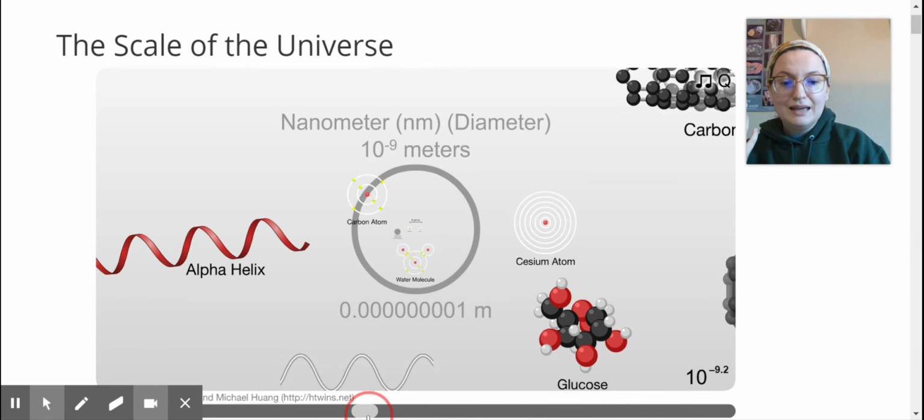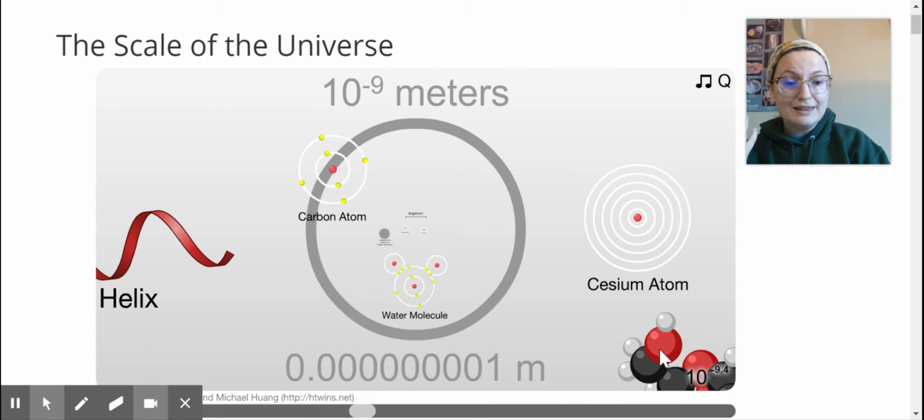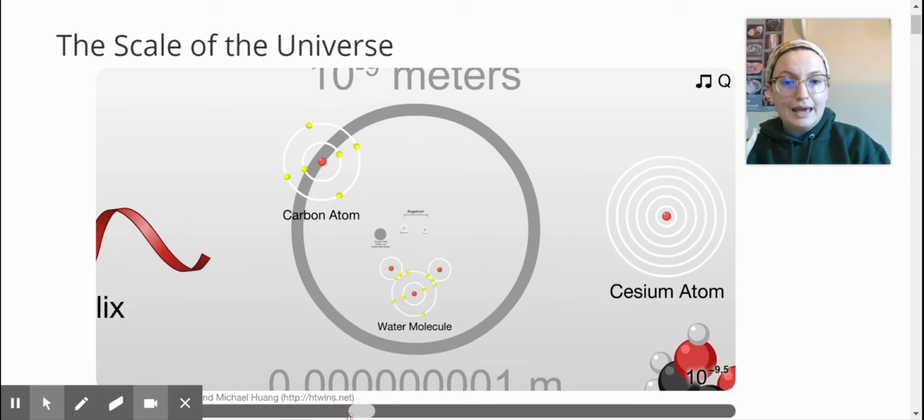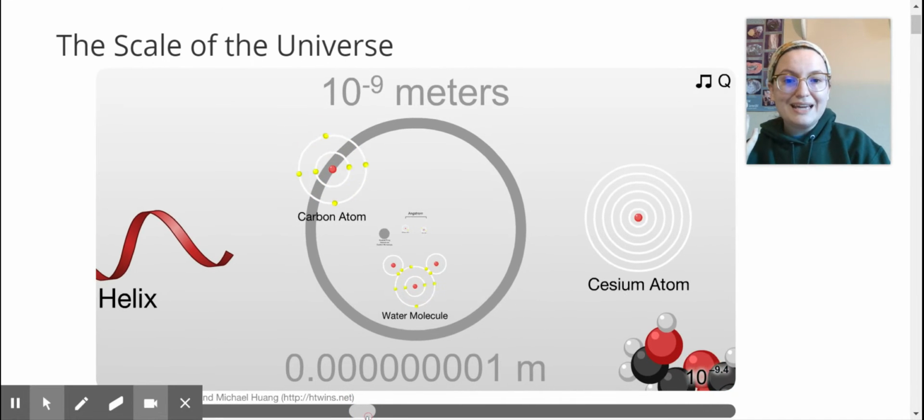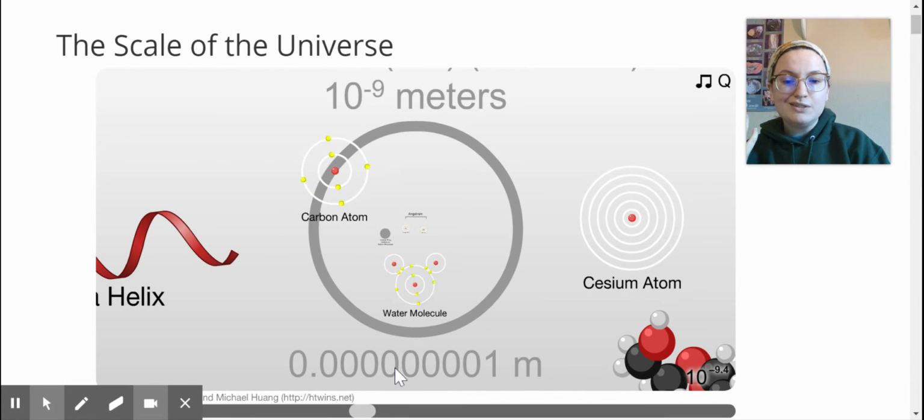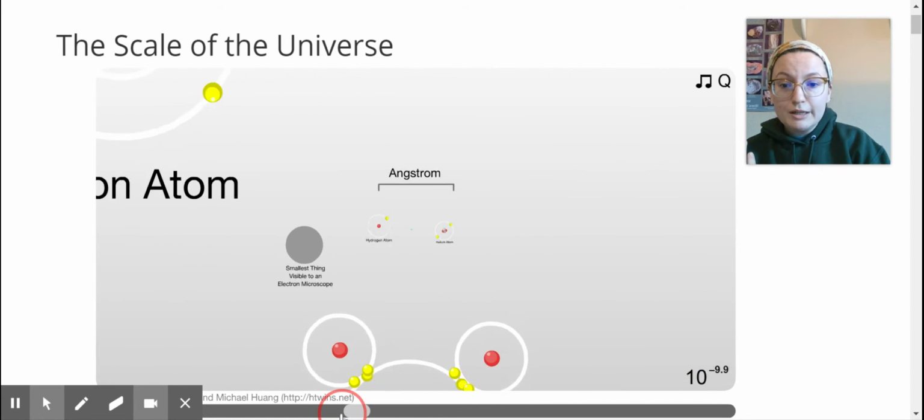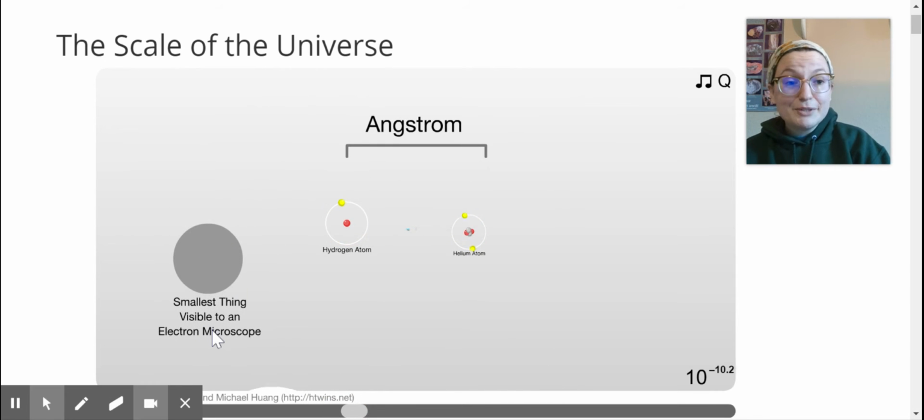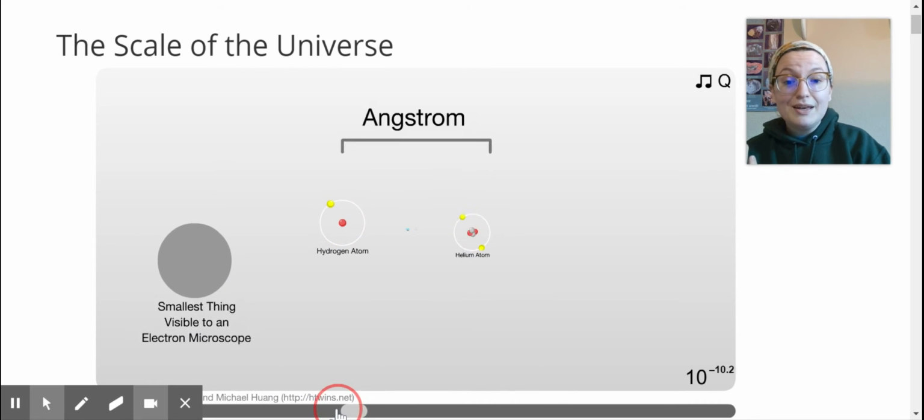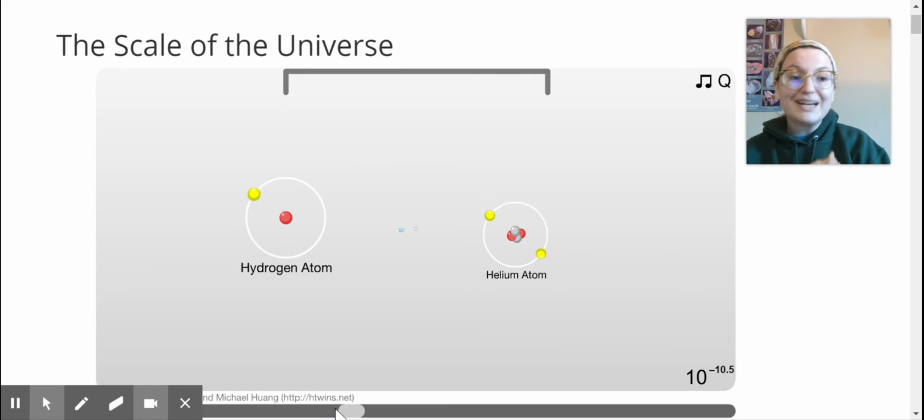Keep going. Keep going. Glucose, sugar, that's a single sugar molecule. And you can see the atoms that are making it up. And here, finally at 10 to the negative 9 meters, that's 0.000000001 meters. We can see a cesium atom, which is a pretty big atom. In fact, if we keep going, here's a carbon atom, a water molecule, the smallest thing visible to an electron microscope. And guess what? There are atoms so small that an electron microscope can't actually show them to us.